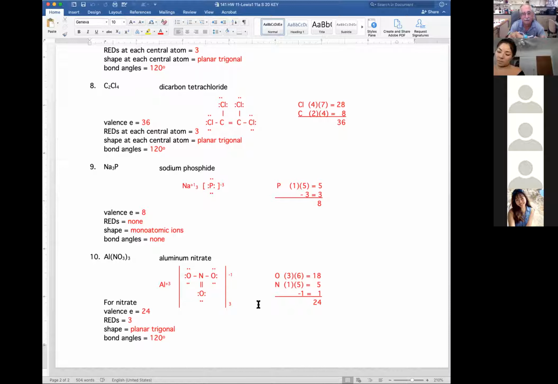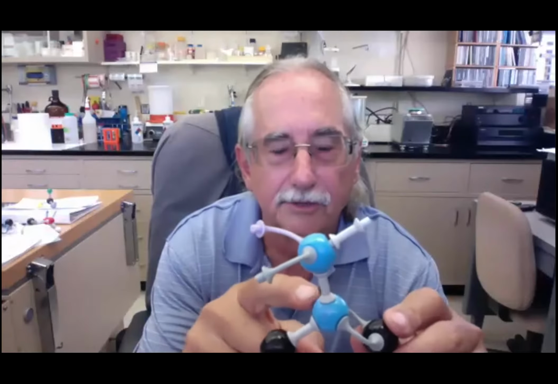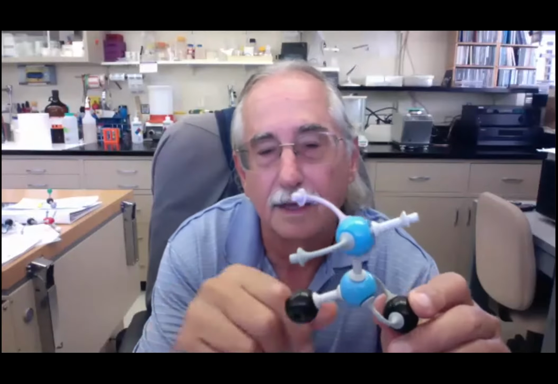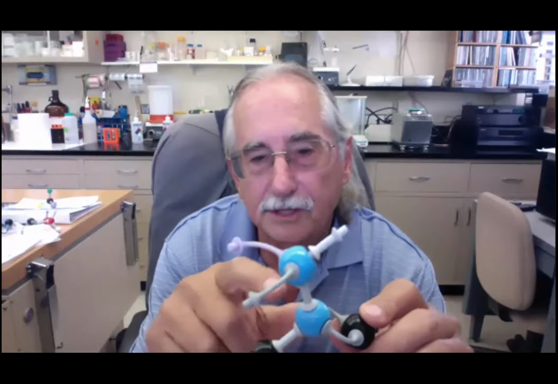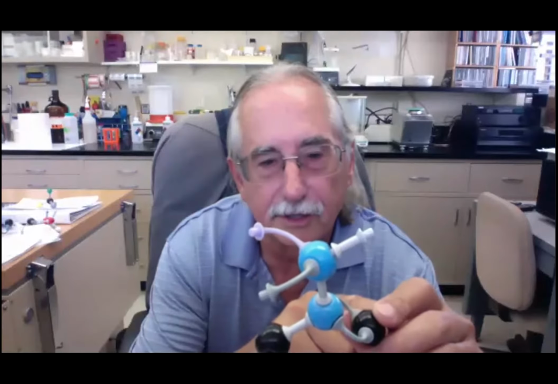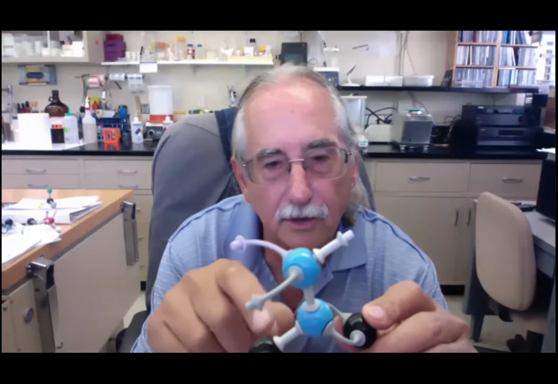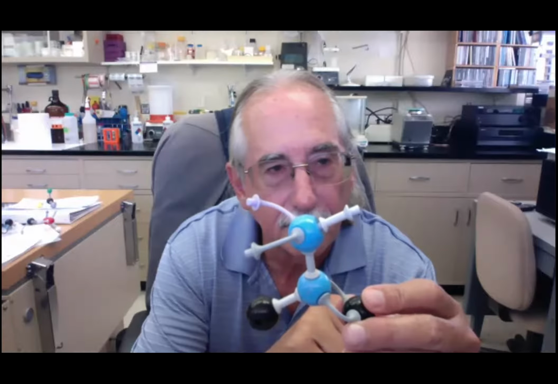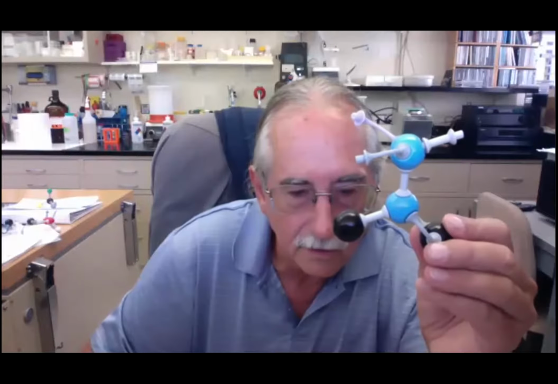Pretend that this is the nitrogen, and these are the 3 oxygens, right? Okay. So all of these bonds are the same because of resonance. I could have drawn the double bond here, or here, or here. And so it's planar and it's trigonal, right?